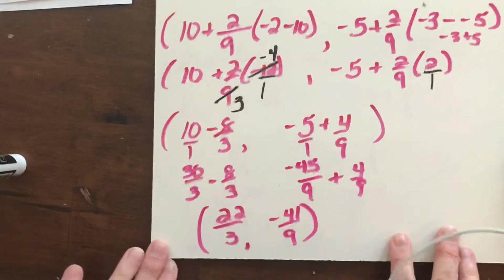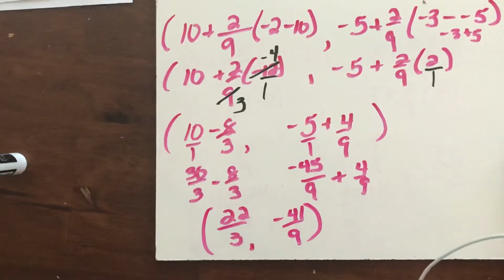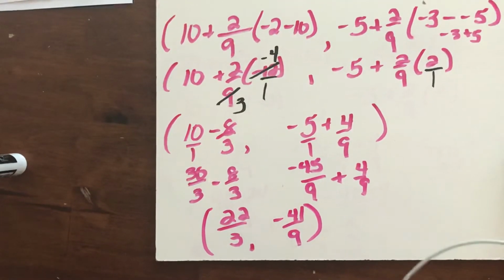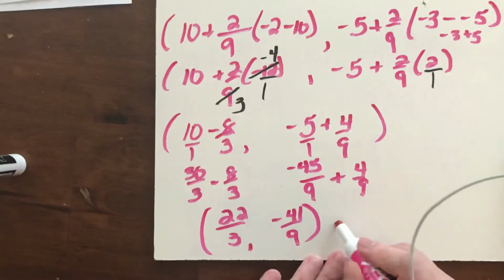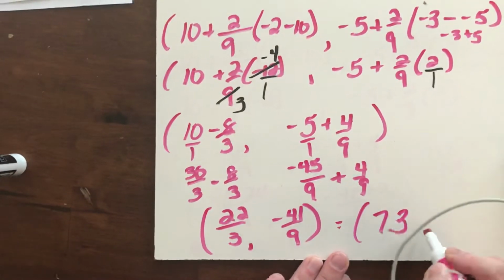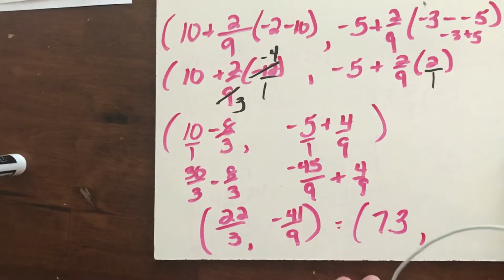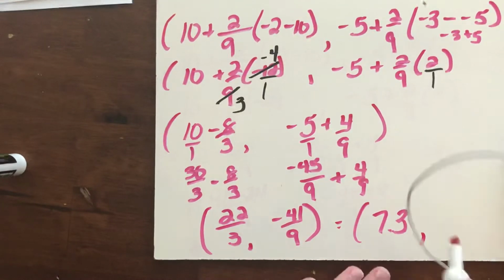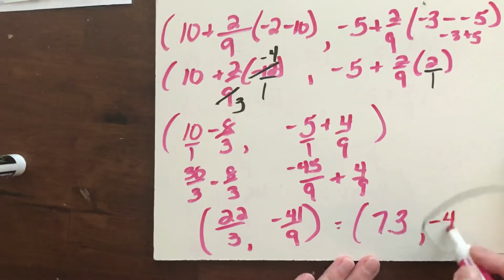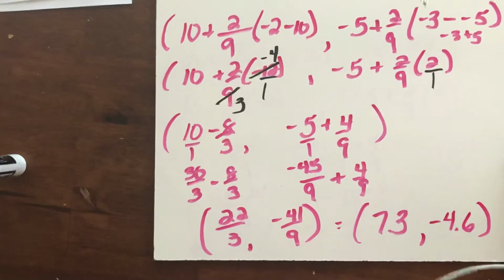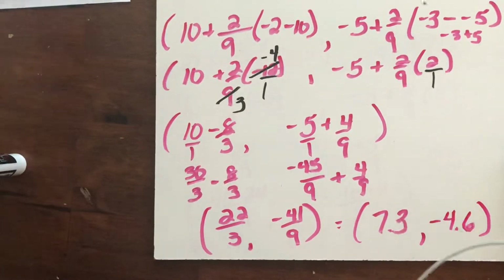Now those of you that want decimals, 22 divided by 3 you just round to the nearest tenth, 7.3. And then -41 divided by 9 is going to be, let's say, -4.6. Okay, so that is using that formula.